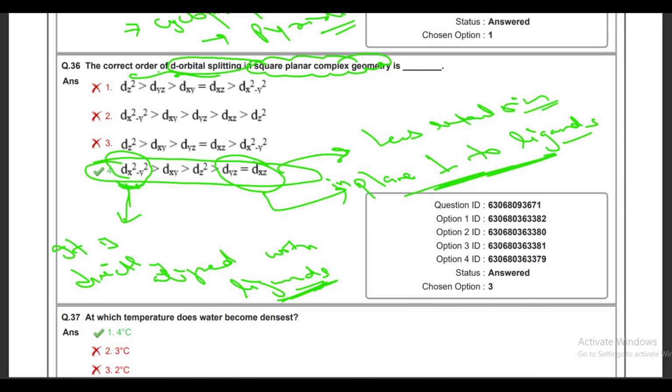If we talk about the other two orbitals, dz square and dxy, you are talking about square planar complexes, and for square planar complexes you will see ligands along the x and y direction, and obviously then you will see greater repulsion along x and y as compared to dz square, because there is no ligand along dz square. So dxy has higher energy as compared to dz square. So the fourth option is your correct answer in this question.